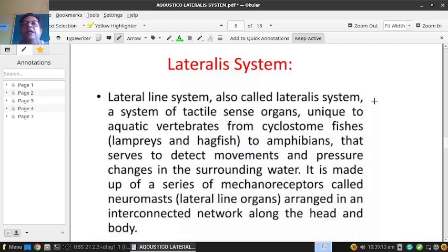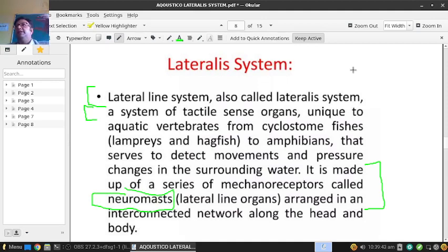Now we come to the lateralis system. The lateral line system is also called the lateralis system. It is a system of tactile sense organs, made up of hair cells. These hair cells are basically mechanoreceptors called neuromasts. In the lateral line organs, one unit is a neuromast.